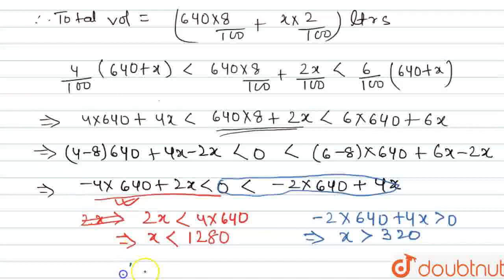So the required volume of the 2% solution, which must be added to the given 8% solution of boric acid, must lie between 320 liters and 1280 liters, such that the resulting solution won't have more than 6% of boric acid, but also it won't have less than 4% of boric acid. I hope this has answered your question and your doubt is clear.